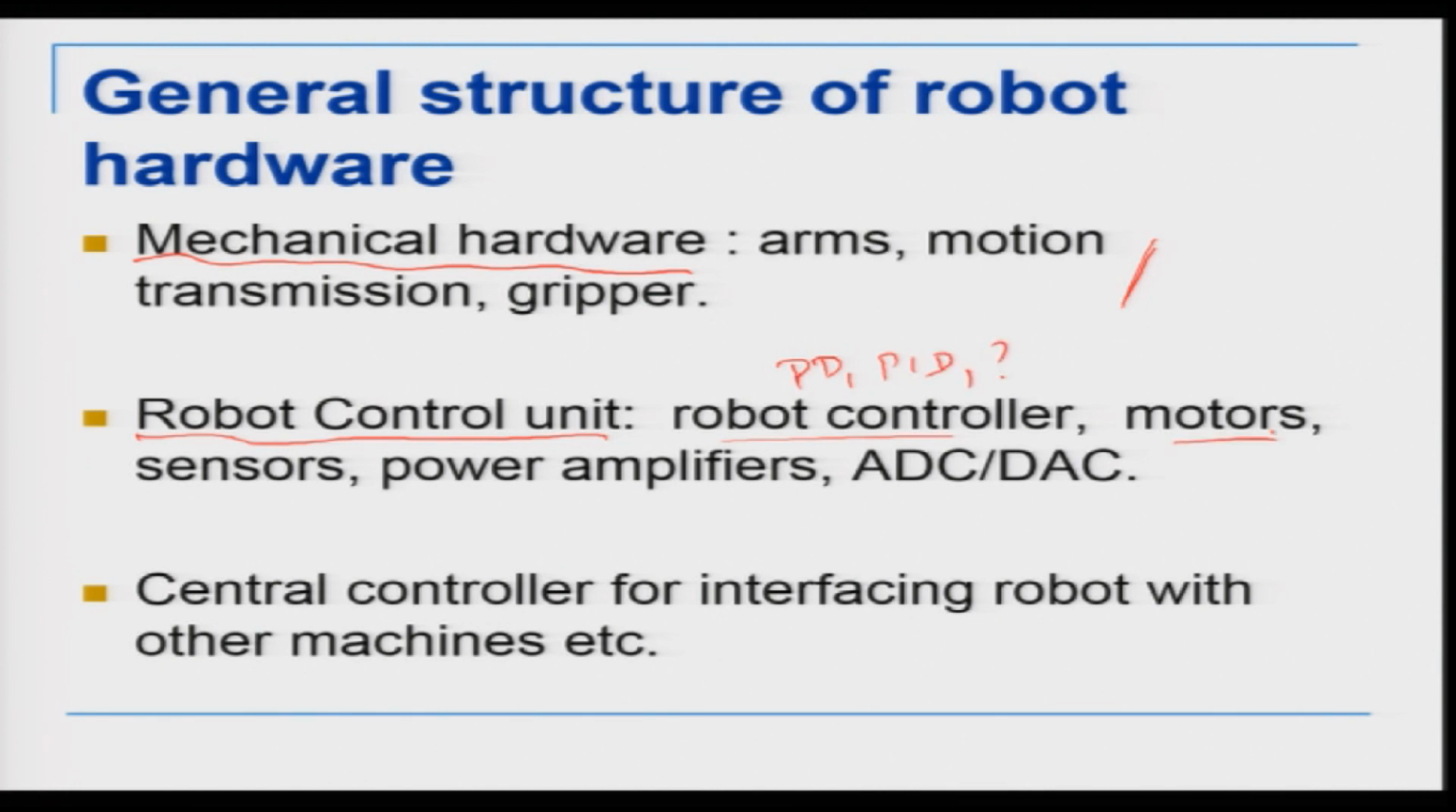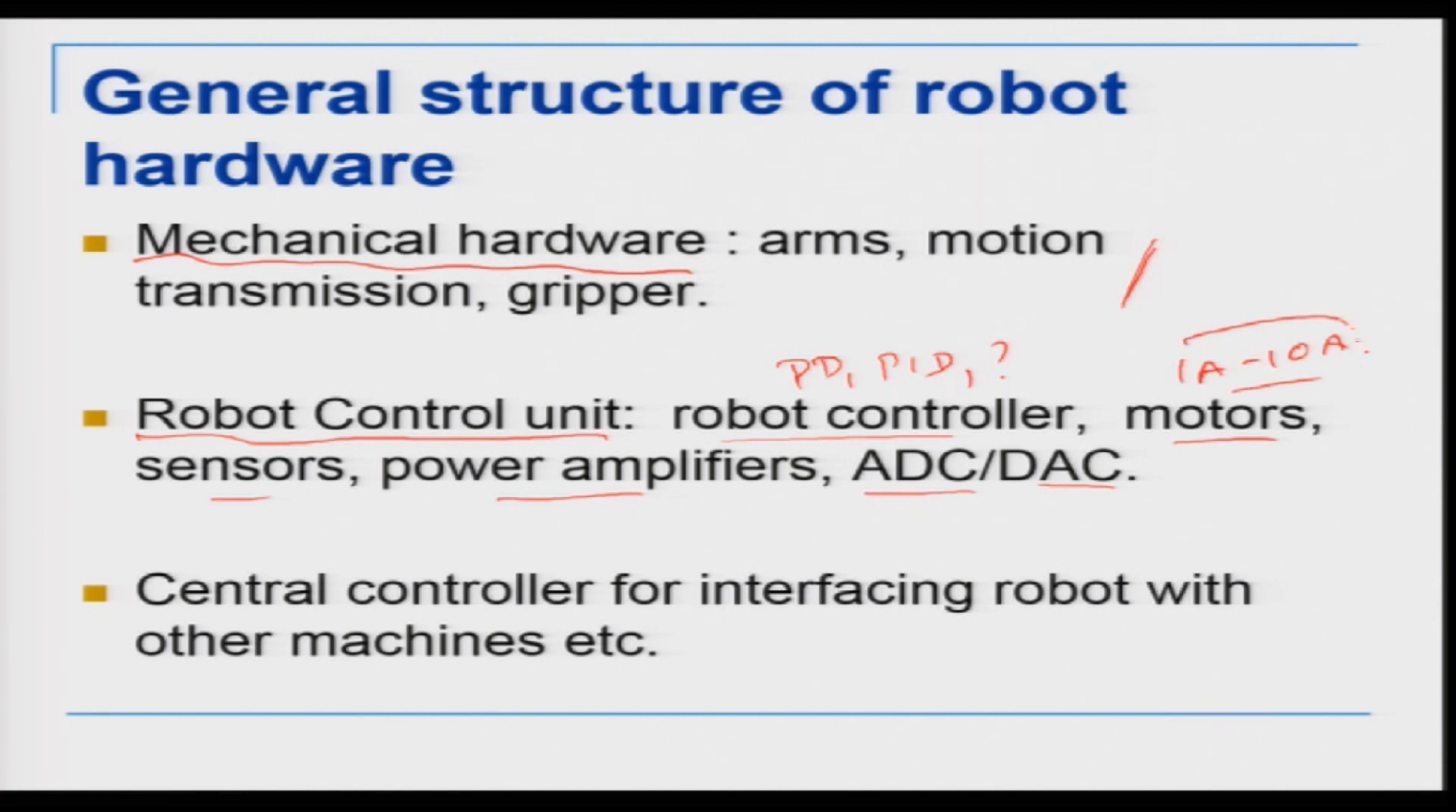Then there are motors, actuators, sensors, power amplifiers, and then there are ADCs and DACs. The robot control unit consists of the robot controller, which is controlling the robot links through the motors, actuators and sensors. There will be power amplifiers to increase the current, because the controller will not produce a very large current. Some of these motors will require very high current, from 1 ampere to 10 amperes.